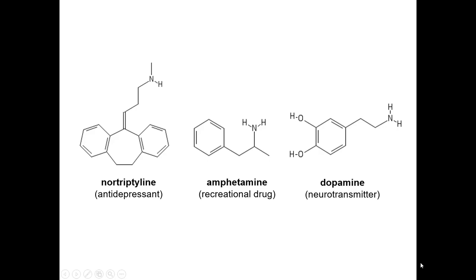DAT and related neurotransmitter transporters are the targets of many drugs used to treat depression, ADHD, anxiety, Parkinson's disease, and other neurological disorders. These drugs block reuptake of dopamine, that is, they inhibit the function of DAT, increasing the amount of dopamine in the synaptic cleft.